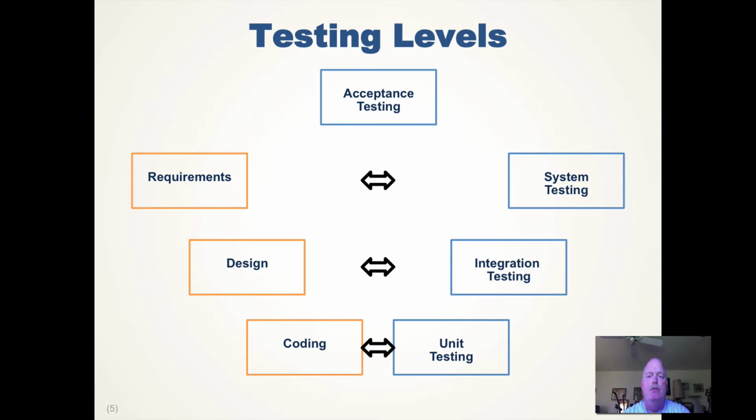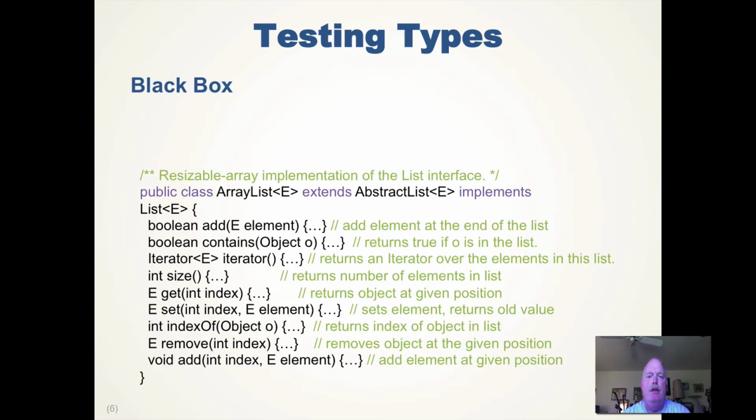There's basically two types of testing. The first type of testing is black box, where you don't have to know anything about the particular implementation of the class. We just want to know what the public interface is, and we're testing the behavior of the class.